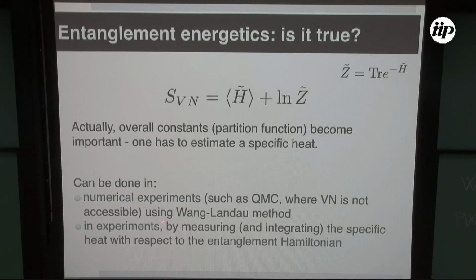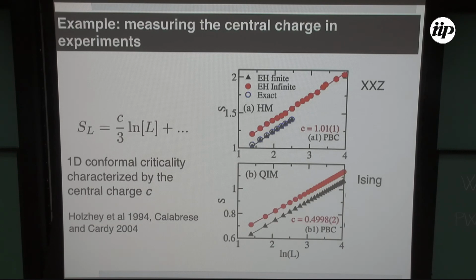And the second, in experiments, you can imagine that if you realize this entanglement Hamiltonian, you can perform a thermodynamic measurement of a specific heat, you integrate it, you get the von Neumann entropy. Okay? And let me give you just two quick examples on this. This is about measuring what is called central charge in quantum critical systems in one dimension. In one dimension, the entanglement entropy under certain conditions of a ground state cannot scale with the size of the system, but it scales with the logarithm of the size of the subsystem, times a prefactor in front.